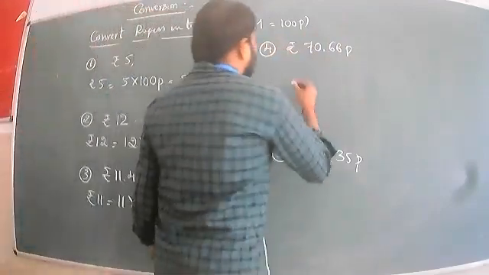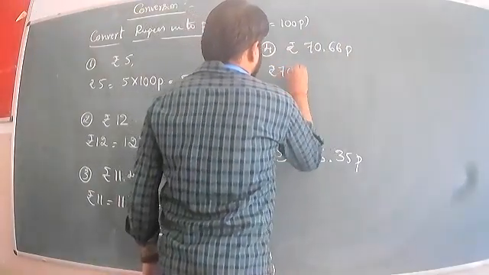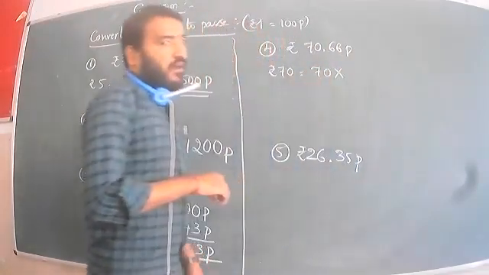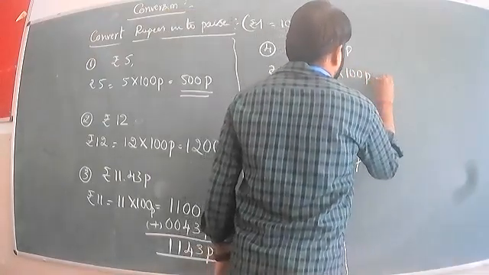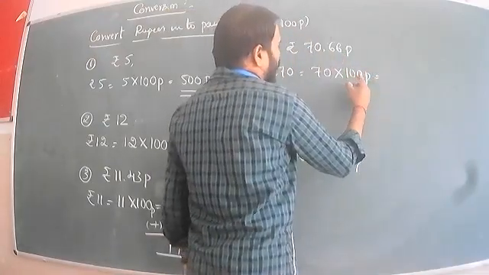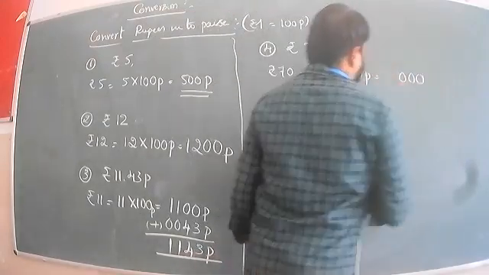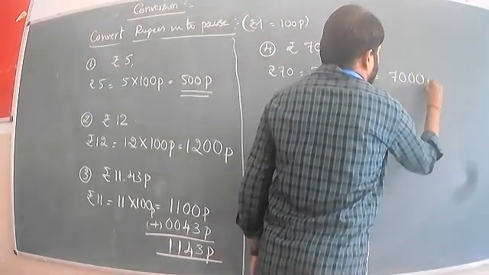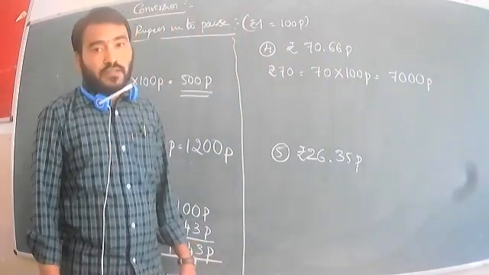Okay, so now taken 70 rupees. So now 70 into how much do we multiply? 100 paisa. So what answer do we get? First how many zeros? 1, 2, 3. So 1 into 7 is 7. So we can get 7000.